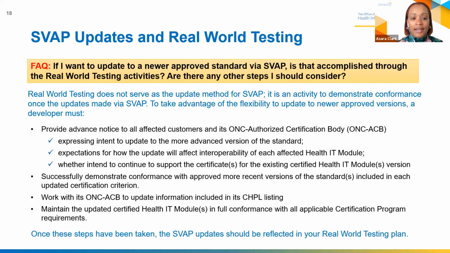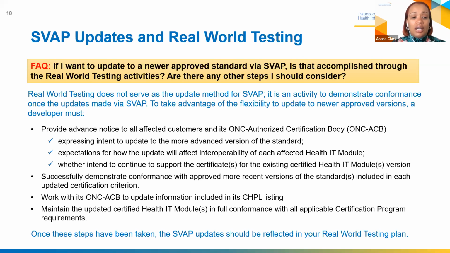So we just want to clarify that real world testing does not serve as the update method for SVAP, but it serves as a way for you to demonstrate conformance once you have made those updates, okay? So I mentioned some of the requirements for when you're using and leveraging the SVAP flexibility. You have to provide advance notice to all affected customers and your ONC authorized certification body.